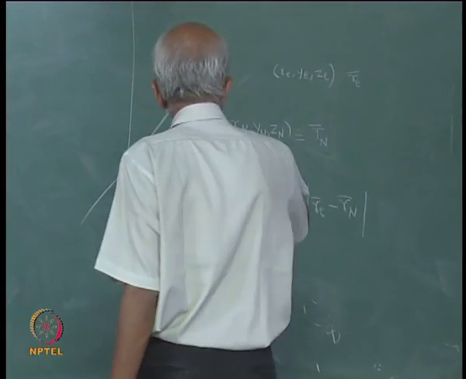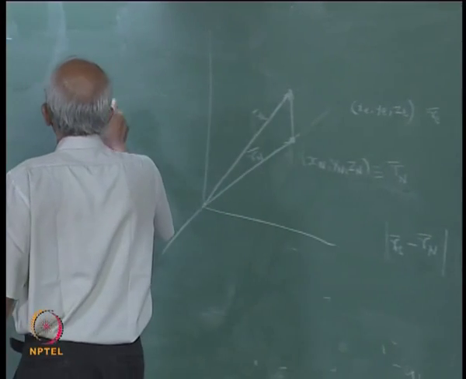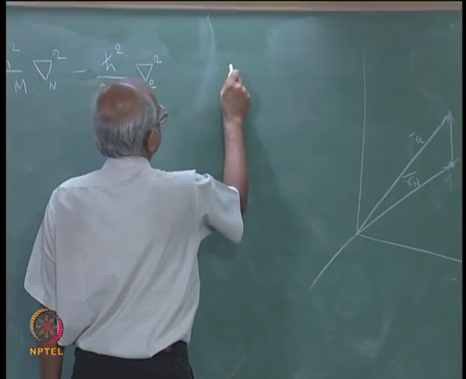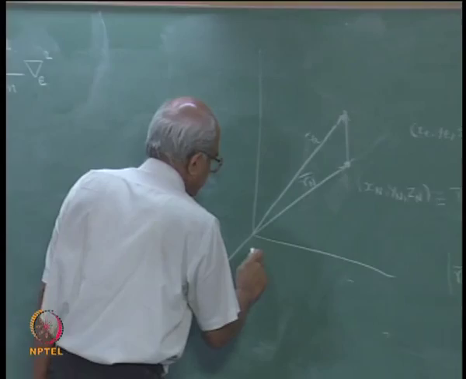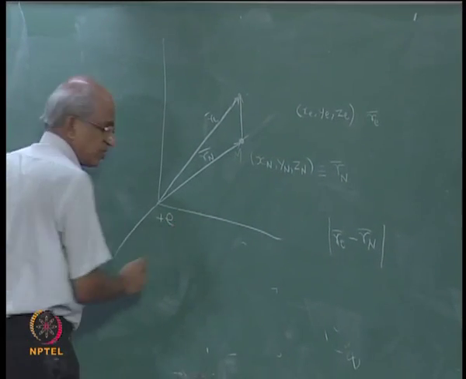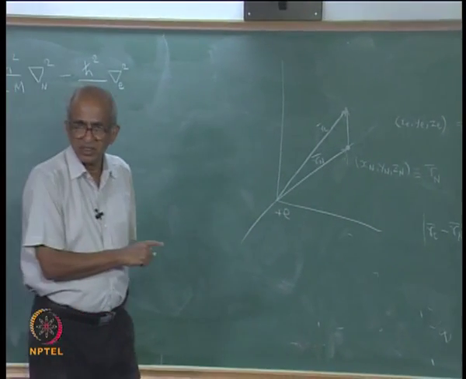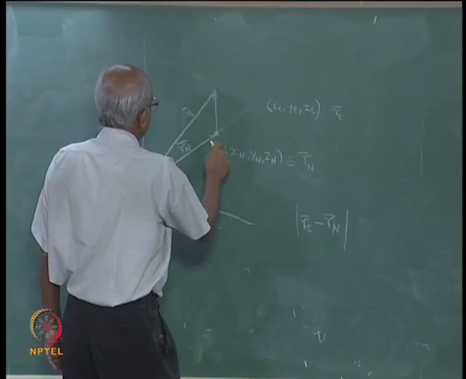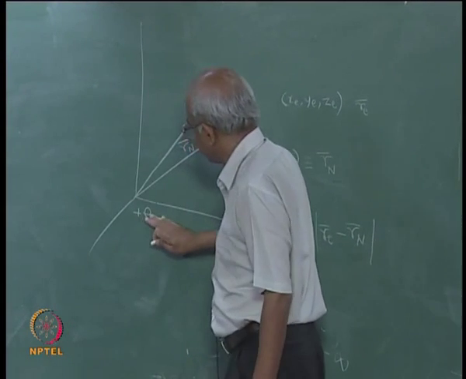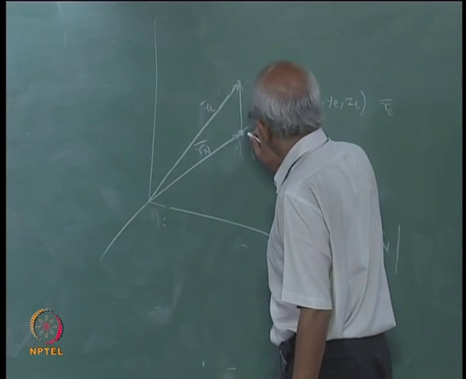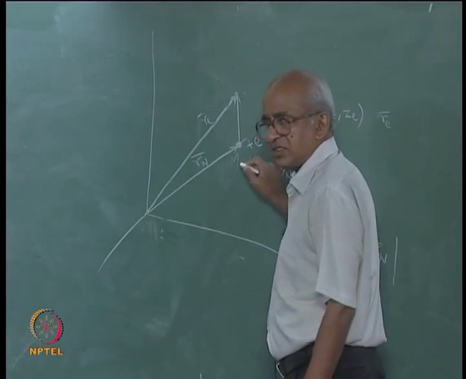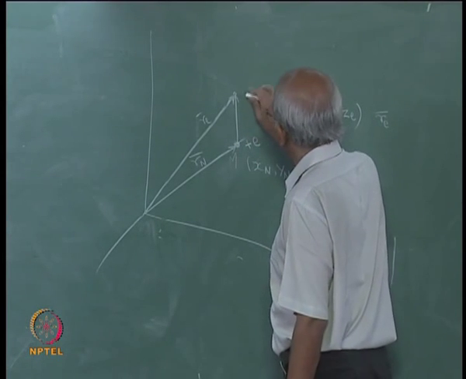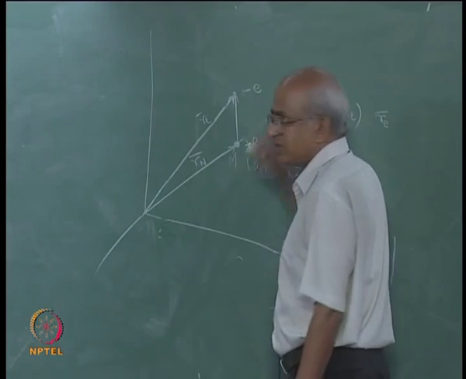So, therefore, the interaction energy will be actually equal to, how much will be the interaction energy? The nucleus has a plus e charge, because I am assuming that it is a proton, and the electron has a charge which is equal to minus e.